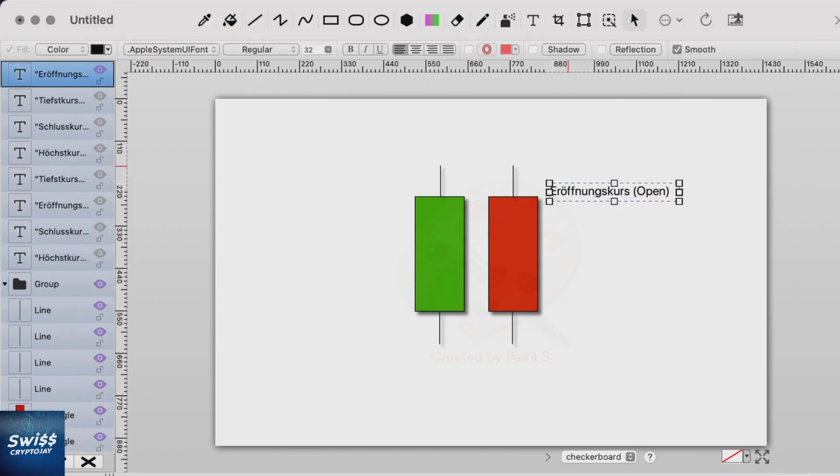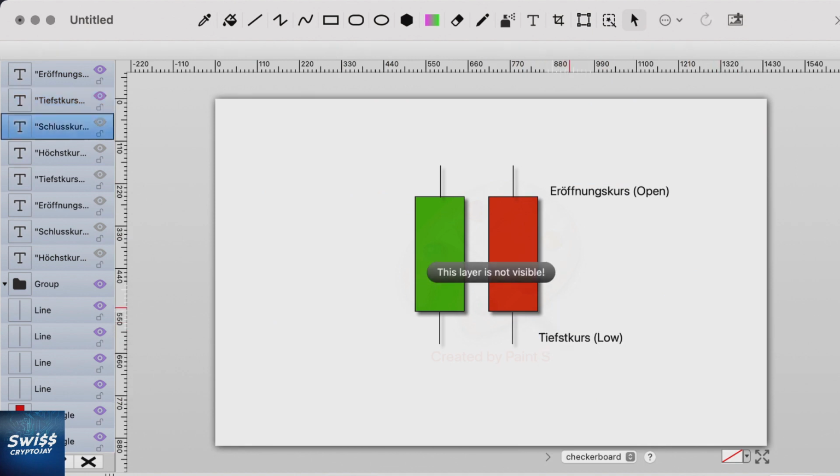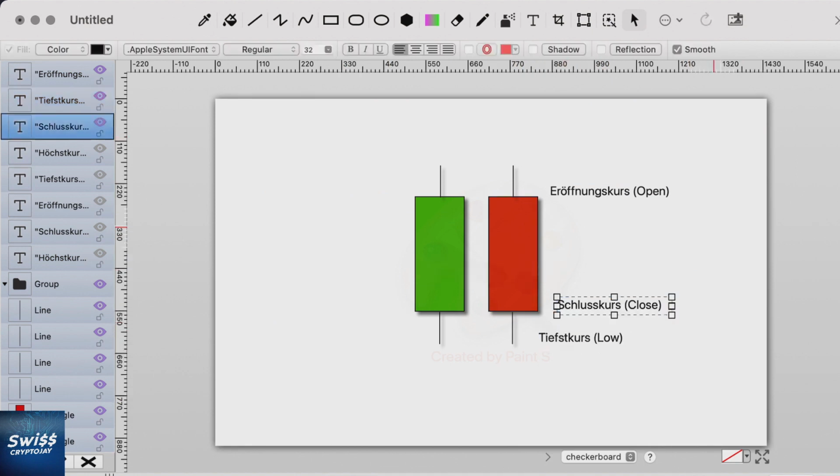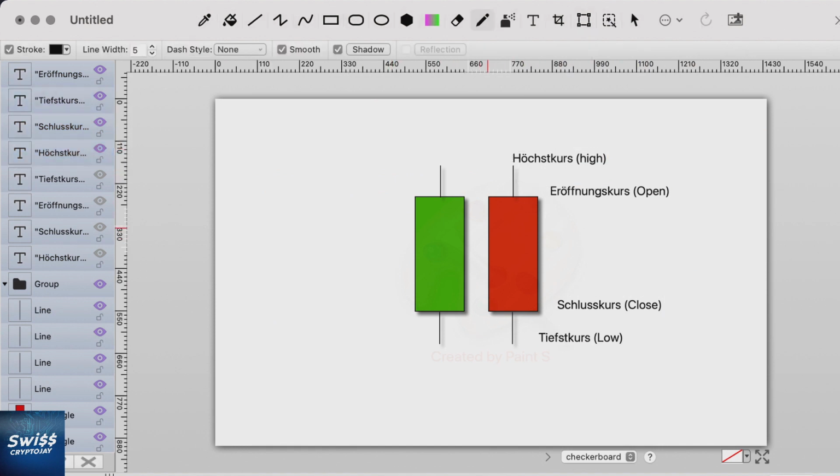We have on the red side up here where the body is ending, the opening price, the open. We have a low price that's below the candle here, that's the low. The close price, that would be the close here on the body as well. And we have a high price, that would be the high, those are the wicks. So we have the following story here.